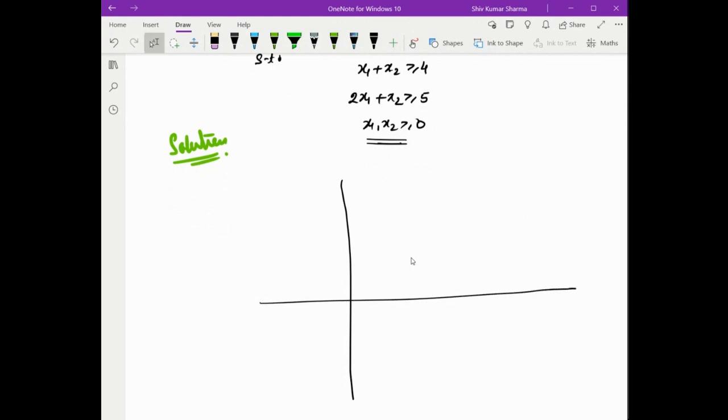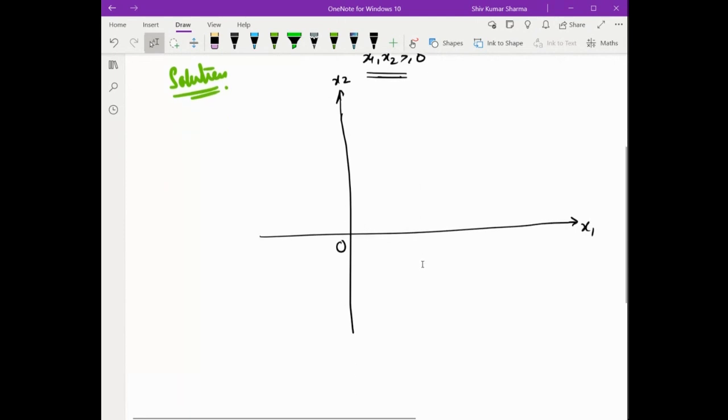So we draw this, the first quadrant. Here is x1 and this is x2, and this is the origin. First we draw the two axes, that means the x1 axis and x2 axis. You can write the theoretical steps: we draw OX1 and OX2.